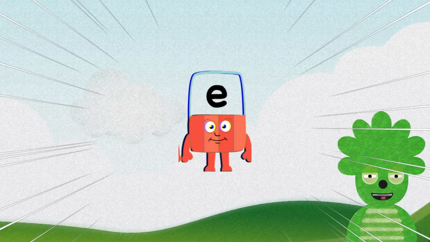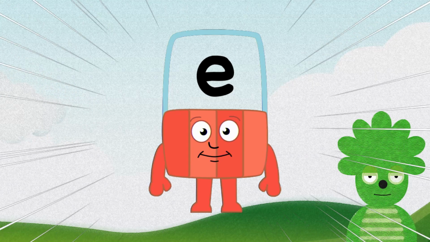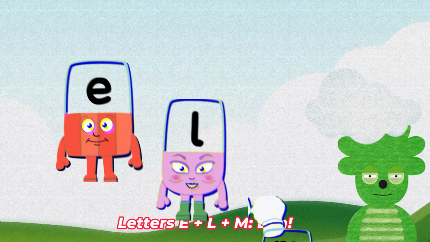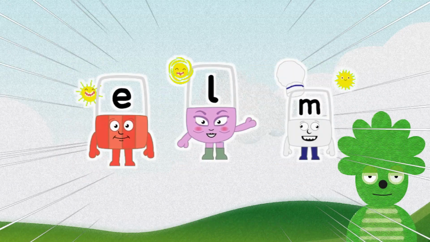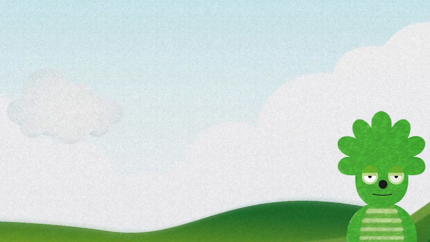Look, here's letter E. I say E, like in elephant. Can you find a word with E? Letters E plus L plus M, elm. Perfect, E, L, and M make the word elm.